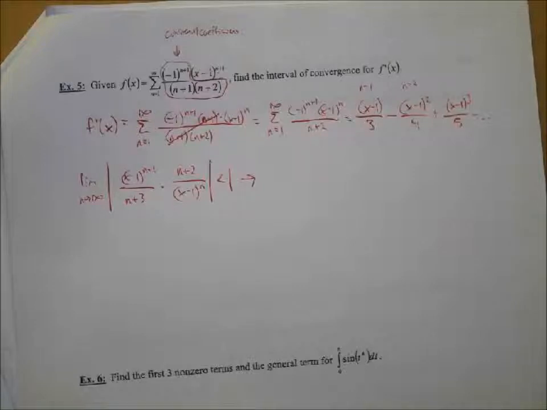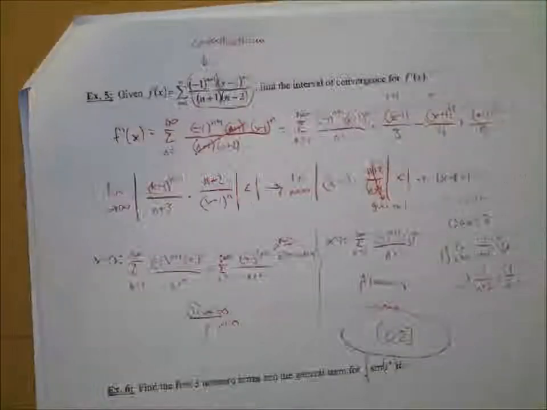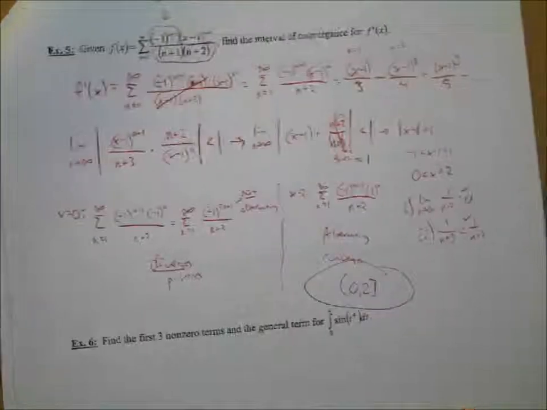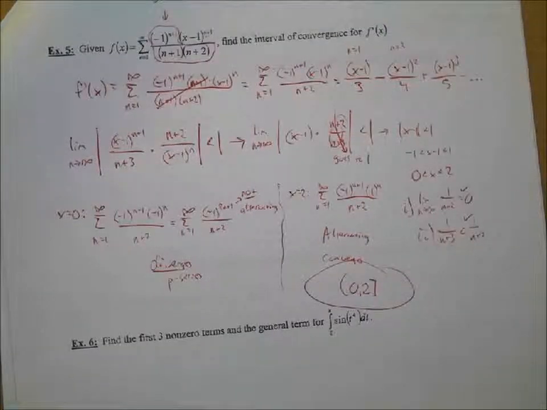We gotta keep rolling here, so let's do that. Alright, so example 5, you should have gotten 0 to 2. Include the 2, exclude the 0. Okay?